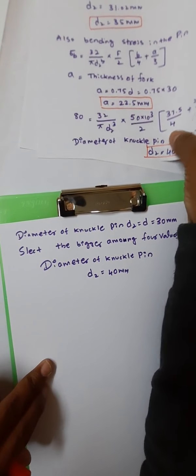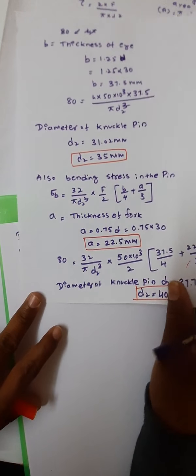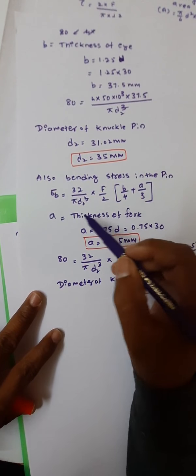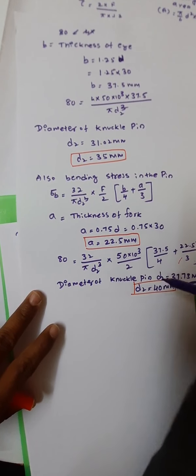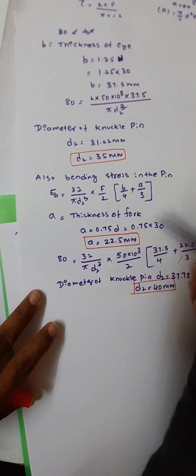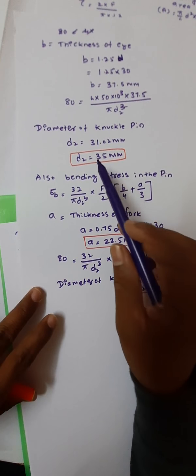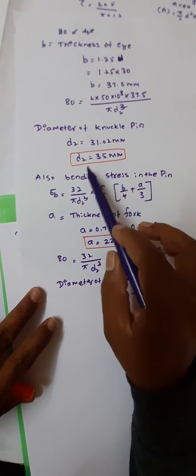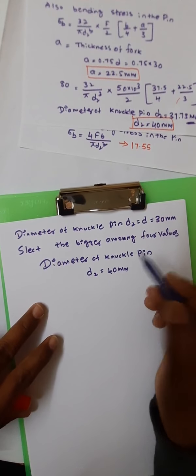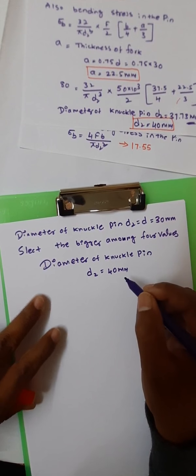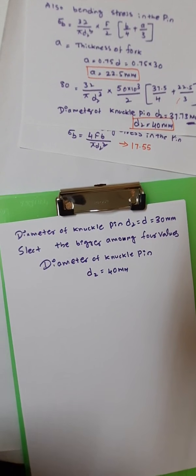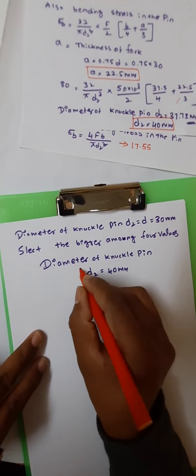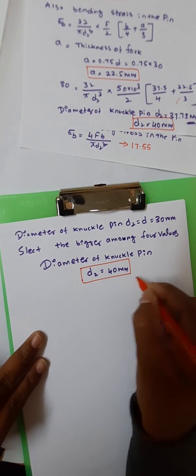So here with respect to the bending stresses in the pin, this is the diameter we need to consider. So the diameter of the knuckle pin with respect to this equation, we'll get d2 is equal to 35, and here we'll get 40, and the d2 is equal to 30. So among four values, the larger value is 40 mm, that we need to consider.